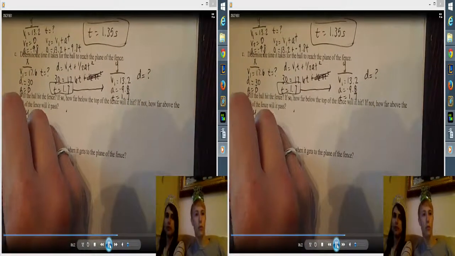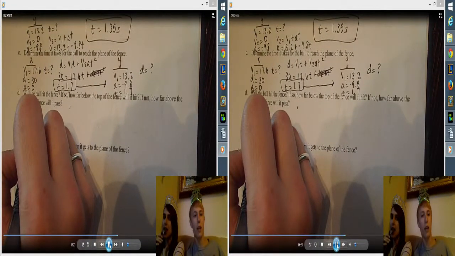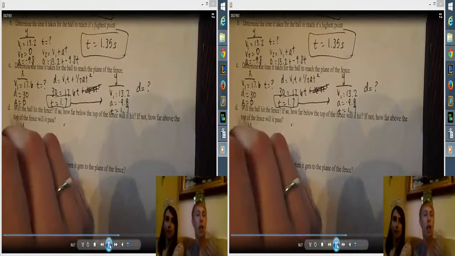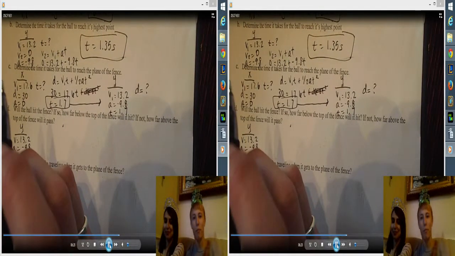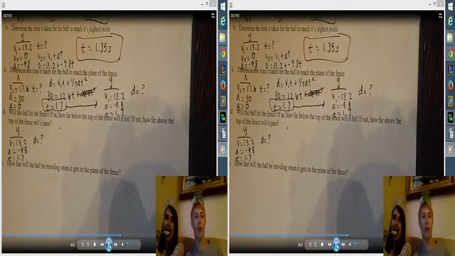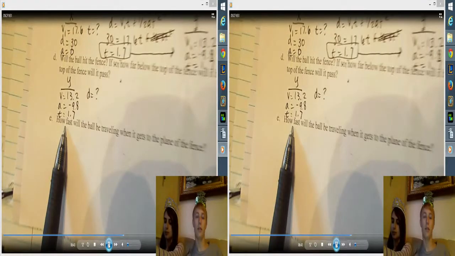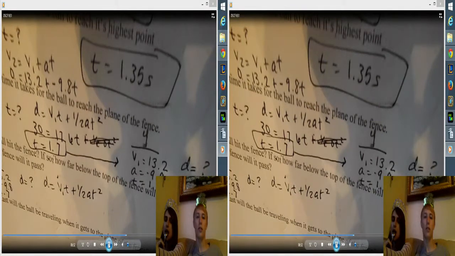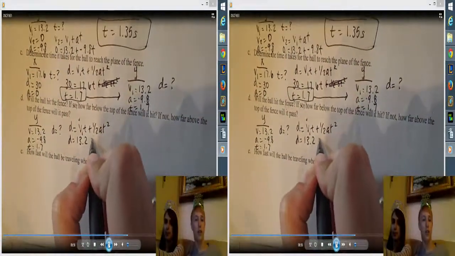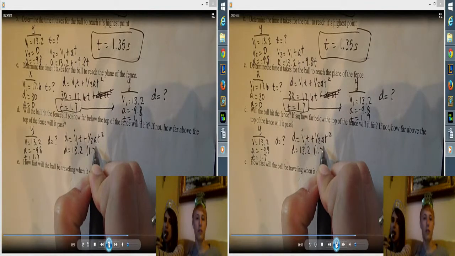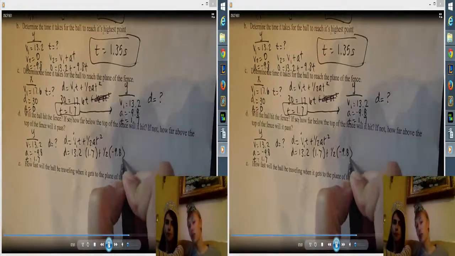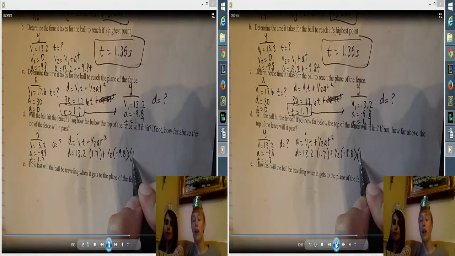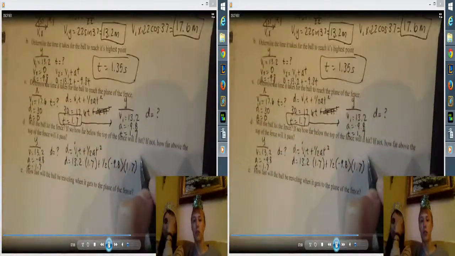Okay, in the Y component, V1 equals 13.2. Acceleration is negative 9.8. Time is 1.7. D is the question. So right now we're trying to solve for D in the Y direction. So D equals V1T plus half AT squared. D is 13.2, which is the V1, times the time, 1.7, as we solved in the last equation, plus 1/2 times negative 9.8, which is gravity, times 1.7 squared.